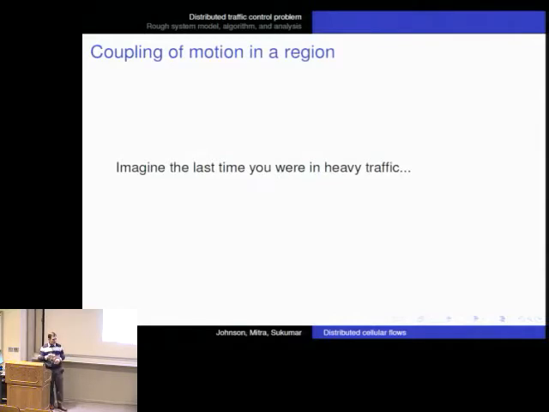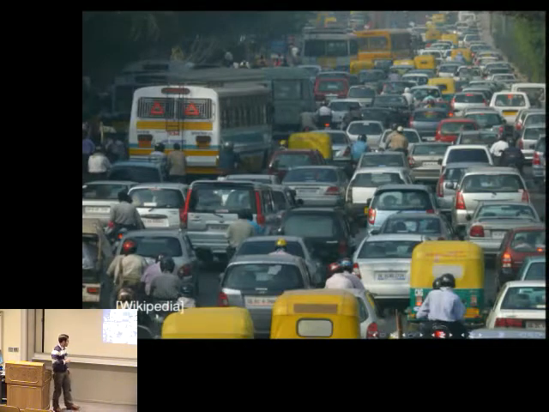So to motivate a little bit more the modeling abstraction we're going to work with, I want you to imagine the last time you were in heavy traffic. I'm thinking like driving your car. And just imagine you're in this situation. So maybe for some of you it looks something like this. This is from Delhi, and it looks like everything is completely stopped.